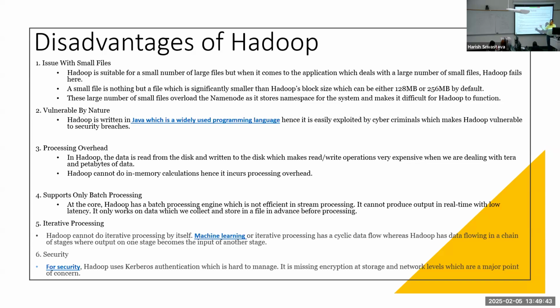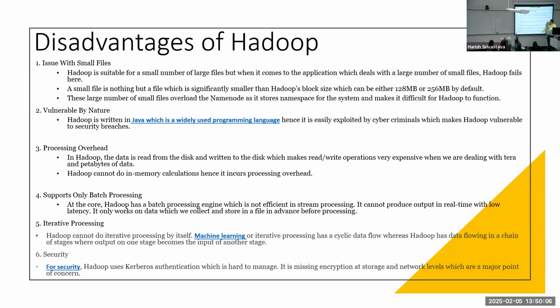Your resource manager also has to work a lot to maintain it. The name node should also work a lot because it has to maintain that big file list unnecessarily. It's vulnerable by nature. Hadoop is written in Java, so it is very much susceptible to hacking. But again, you have controls to stop that vulnerability.